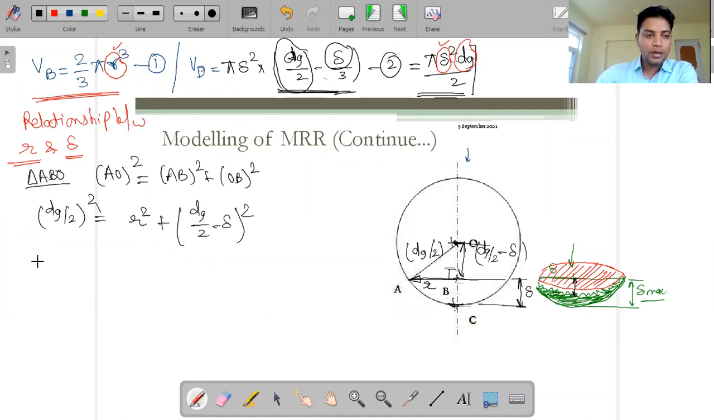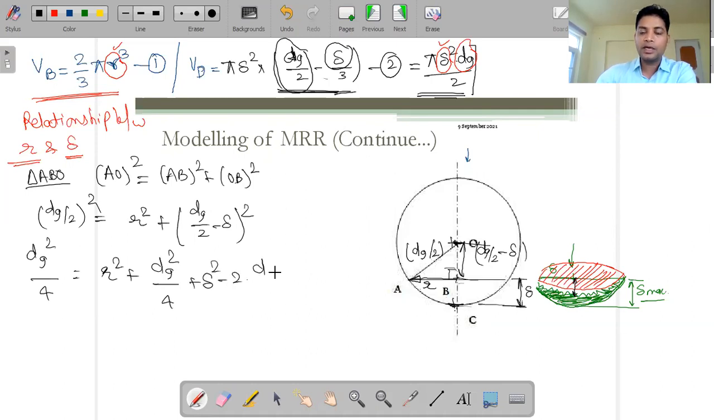Now just open it. So this will be dg square by 4 equals r square plus dg square by 4 plus delta square minus 2 into dg by 2 into delta, using a minus b whole square. The dg square by 4 terms will cancel out from both sides. What remains on the left side is 0. On the right hand side, it is r square plus delta square minus dg into delta.